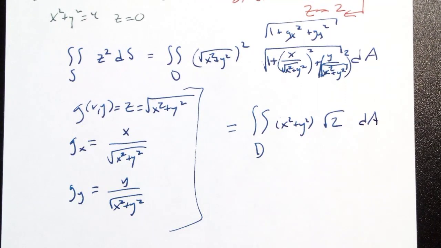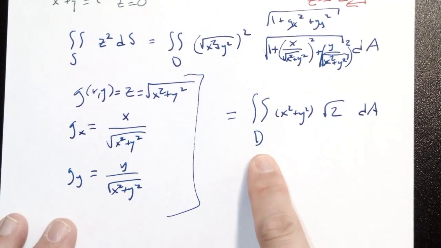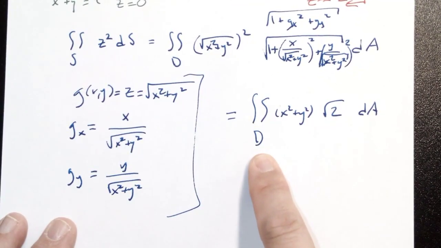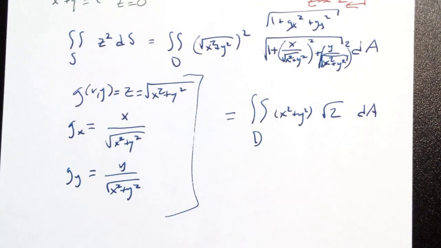Please notice the absolute best part of what I've done. I've turned an integral on some weird surface into a regular ordinary double integral. And what is this D? What does this D represent right here? Yeah, but what is it? It's a domain. But which domain? The circle at the bottom, the circle of radius 2 centered at the origin. I'm integrating a function on a circle.